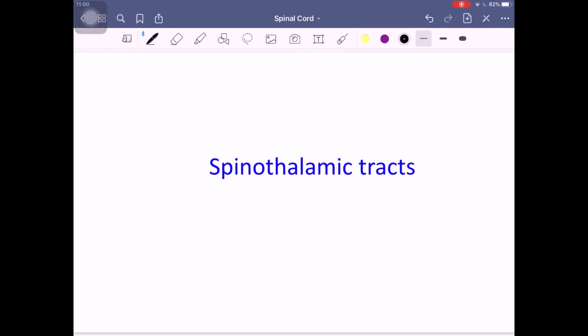So let us start our spinothalamic tract. Now spinothalamic tracts are ascending tracts. So we are doing the ascending tracts, and this one is our first tract.